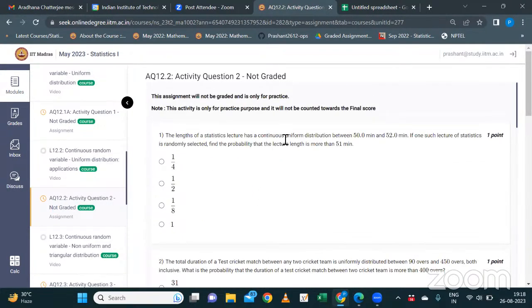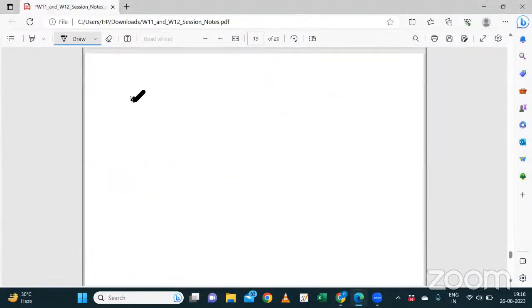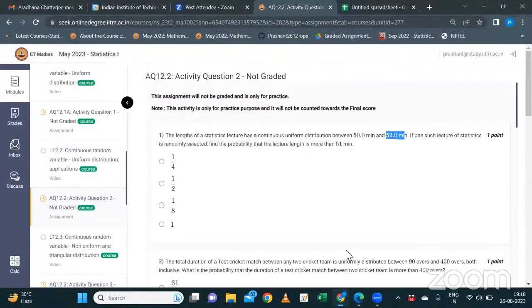Here it says the length of a statistics lecture has a uniform distribution between 50 minutes and 52 minutes. If x denotes the length of the statistics lecture, then x is uniform from 50 to 52 minutes. So this is a and this is b, and x lies between a and b. Always keep in mind a should be less than b. Now, if one such lecture is randomly selected, find the probability that the lecture length is more than 51 minutes.